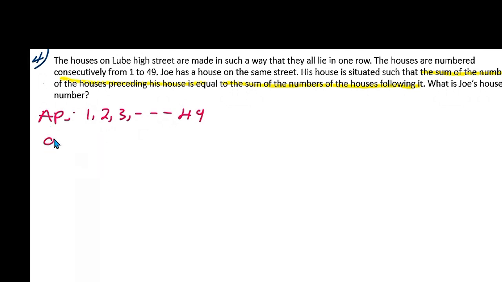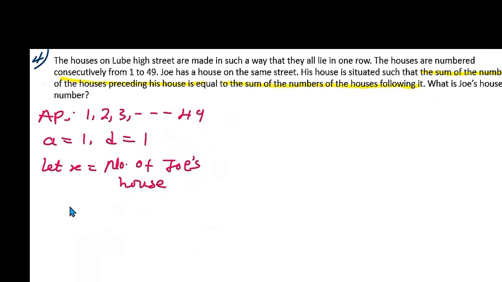We also see that a, which is the first term, is 1, and the common difference d is also 1. Okay, now let x equal the number of Joe's house. So that will be the value of x.